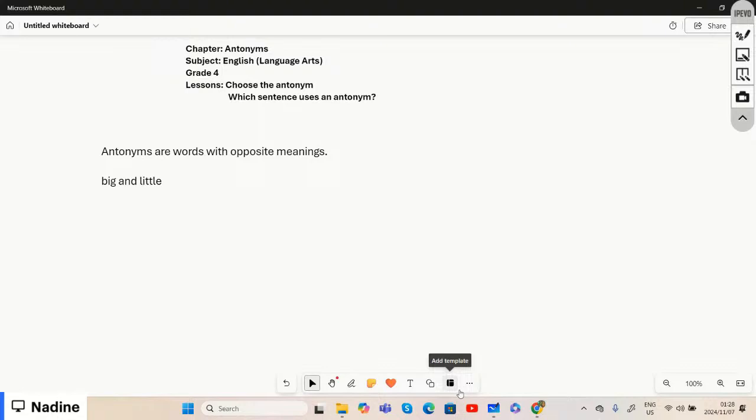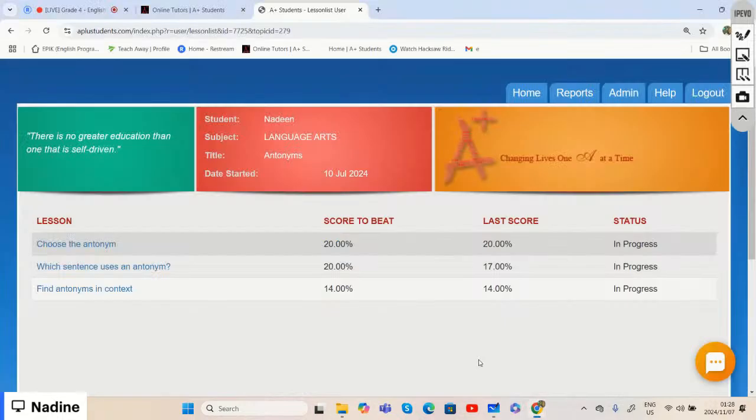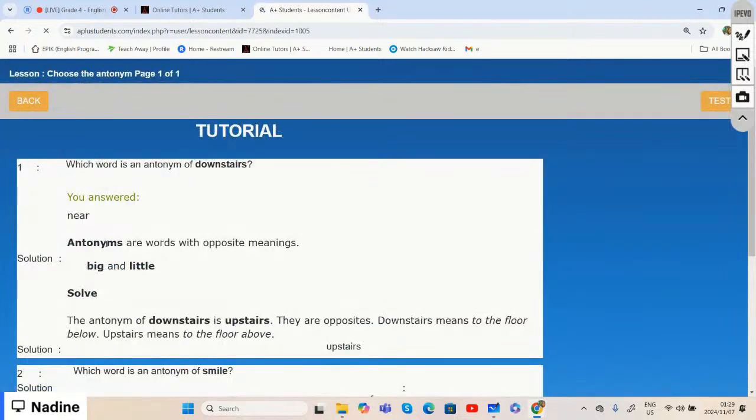All right, so now we're going to a+students.ca. We need to choose the antonym. It says, which word is an antonym of downstairs? If it's not downstairs, then what is it?